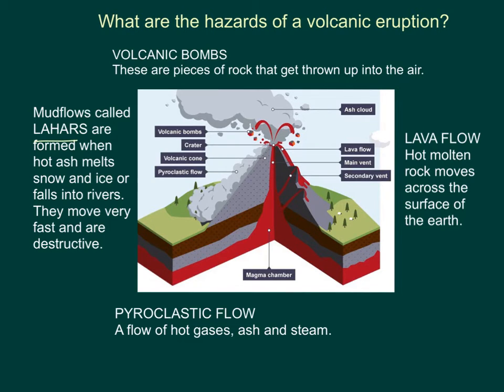The last hazard to mention is pyroclastic flow. Pyro means fire, clastic refers to rocks. So a pyroclastic flow is a flow of fire rocks, and it moves down the valley sides of the volcano really fast, and it's piping hot, and it's going to suffocate people, and it's going to scorch them. These are the hazards associated with volcanic eruption.